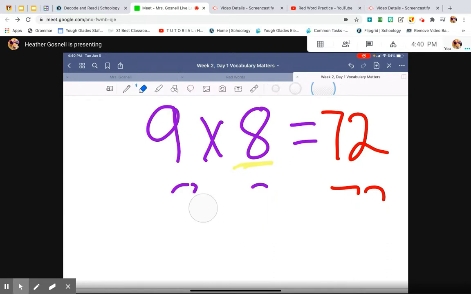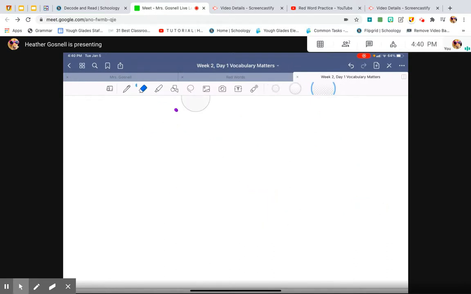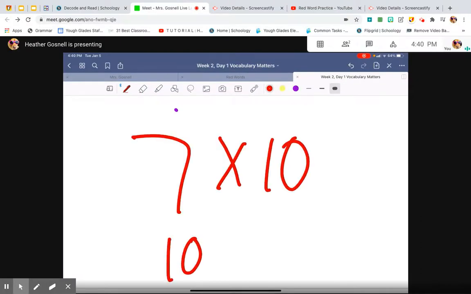All right, we are down to our last pattern that we talked about in Unit 2, and that's our tens. Let's look at 7. Ooh, it's an interesting shape. Let's look at 7 times 10. If we know 7 times 10, we also know 10 times 7.